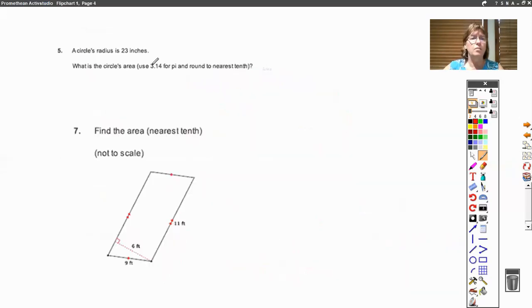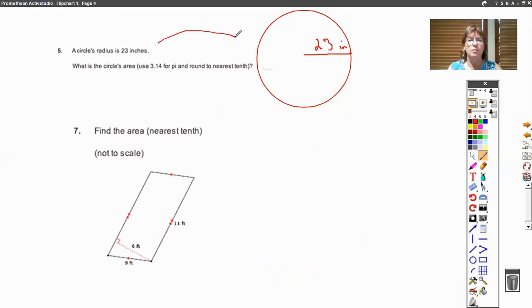Okay. The next one says a circle's radius is 23 inches. So I'm not even going to do anything else till I draw my picture. So I'm going to go ahead and I'm going to draw a picture. And it says the radius. Well, the radius I know is the measure from the center of the circle out. So I'm going to draw my radius. And they said that is 23 inches. And before I even get myself messed up with anything else in the equation, I'm going to draw my picture, and now it matches this right here, okay?